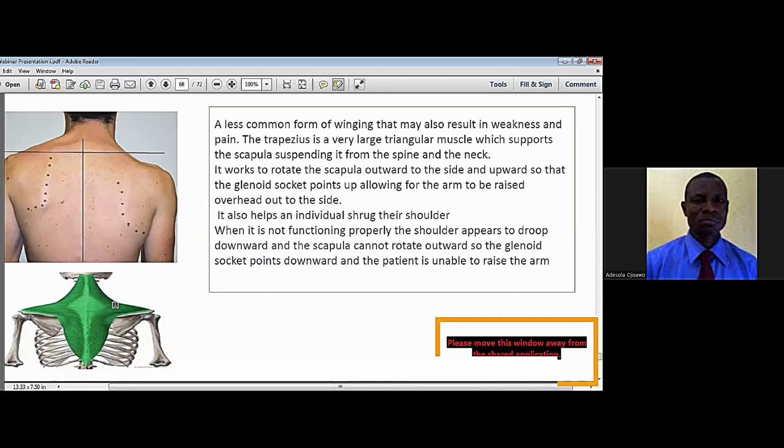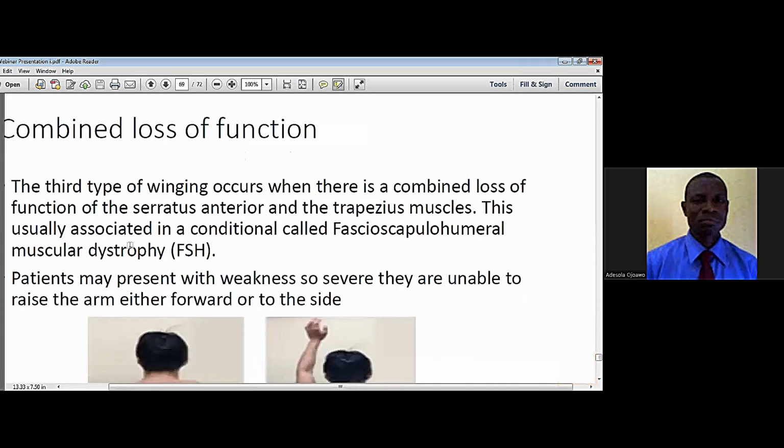And the scapula cannot rotate outward. So the glenoid socket faces downward, and the patient is unable to raise up his arm. So the patient will not be able to do abduction fully. No, it's not going to be possible because of the problem that the patient is having here.